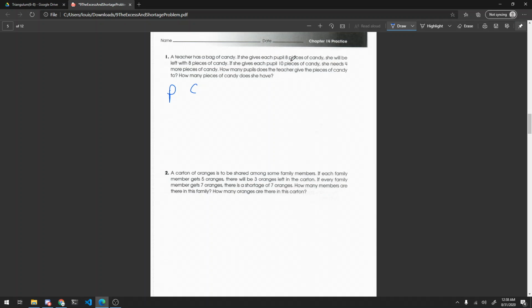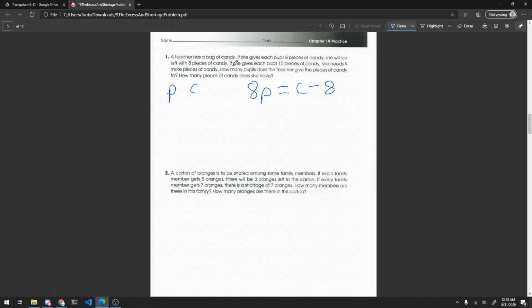If she gives each pupil 8 pieces of candy, that means she gives 8 pieces of candy to each pupil, so we'll have a total of 8 times p candies. This means she'll be left with 8 pieces of candy. So this means 8p equals c minus 8. And we did c minus 8 here because 8 times the number of students is 8 less than the actual number of candies.